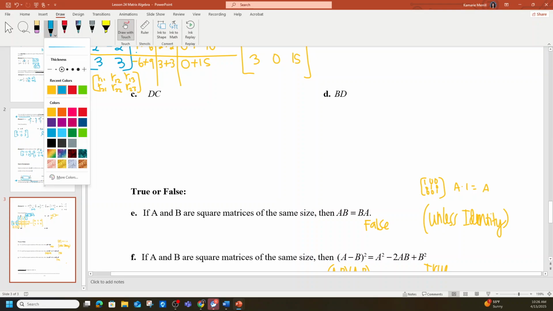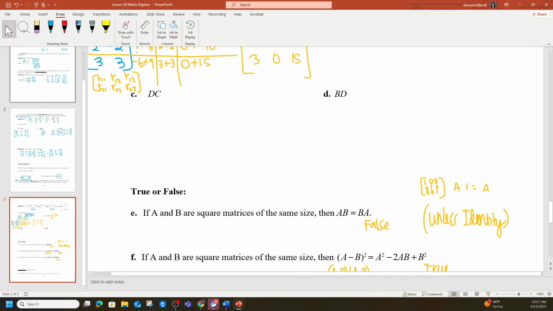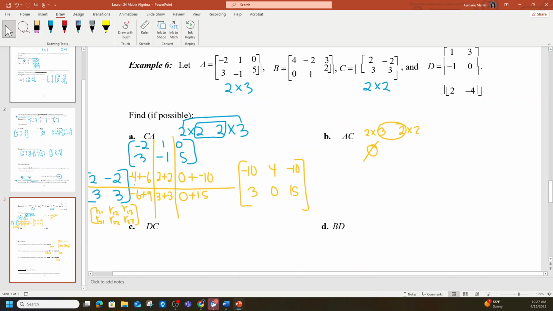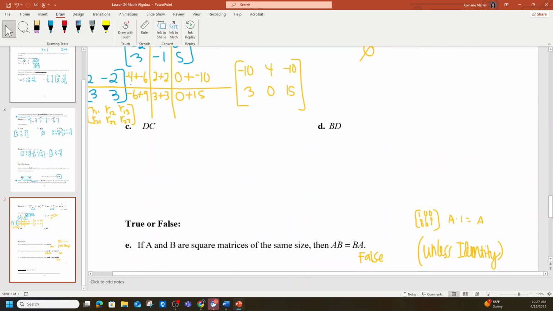So I'm going to do, that is actually kind of a typo, but I didn't realize that was part of that one. Let's do one though. Let's do one that is a square matrix with a square matrix and show that they don't turn out the same.